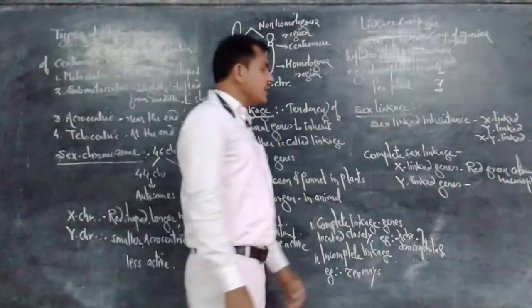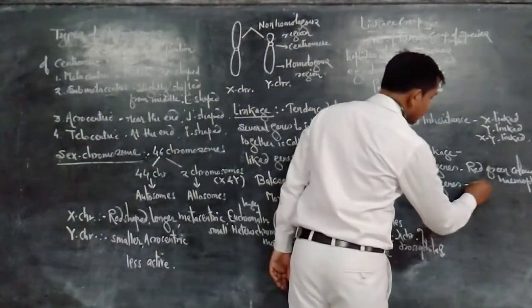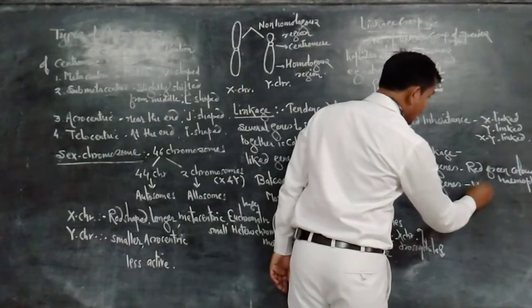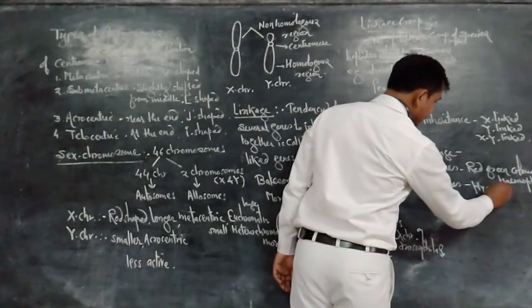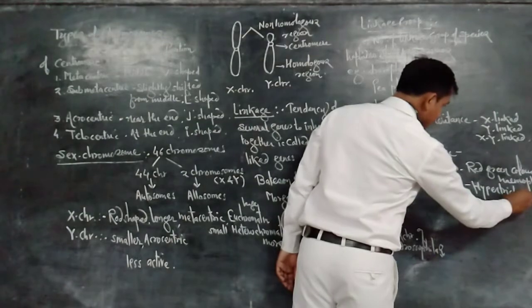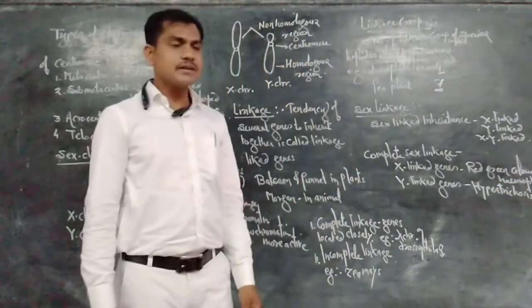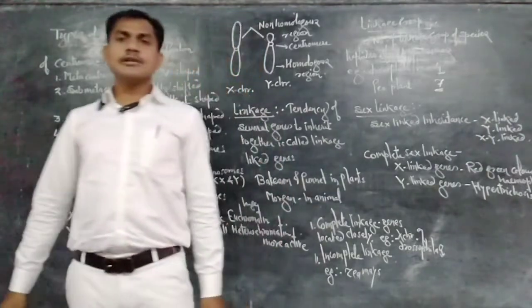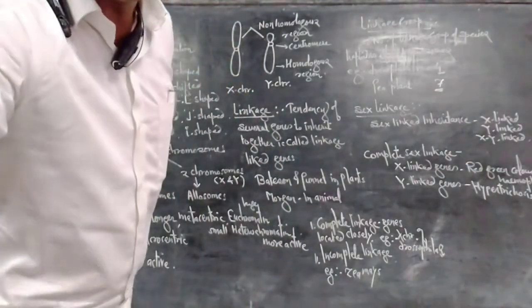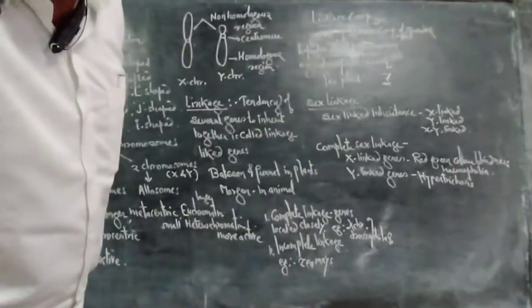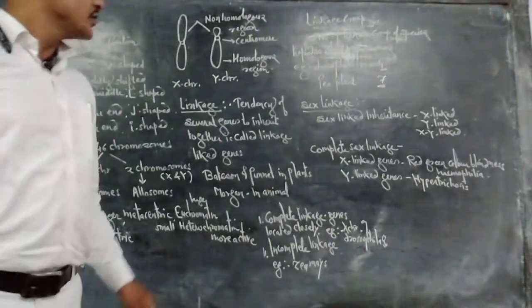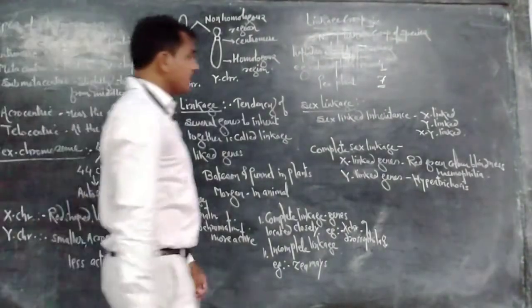So here the examples are hypertrichosis and ichthyosis. Hypertrichosis and ichthyosis are examples of Y-linked genes. This is complete linkage.